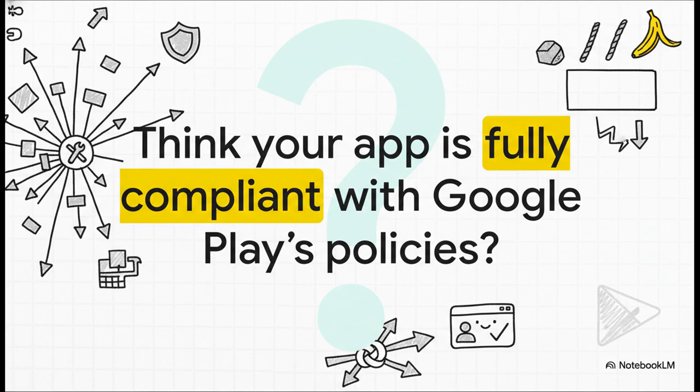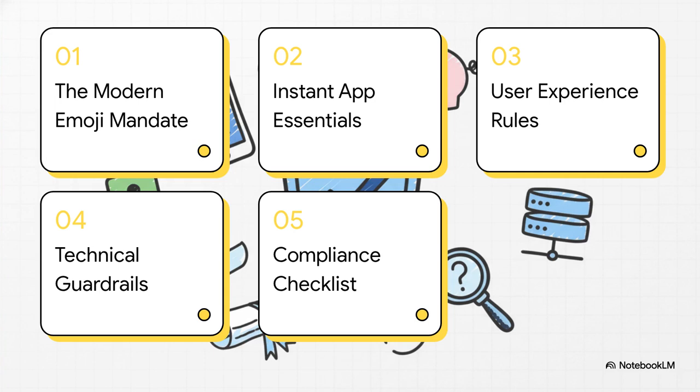The policy world just keeps growing, and it's these little special program rules that can so easily trip up even the most diligent developers. So let's make sure that doesn't happen to you. So here's our game plan. We'll kick things off with the new emoji mandate. Then we'll jump into the essentials for Android Instant apps, covering everything from user experience to the technical stuff happening behind the scenes. And we'll wrap it all up with a quick checklist you can use right away.